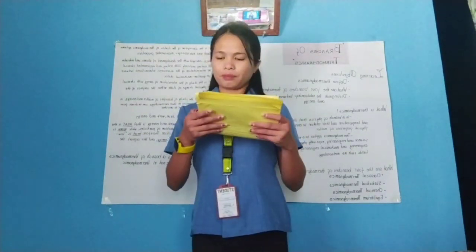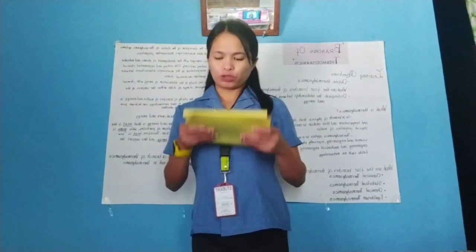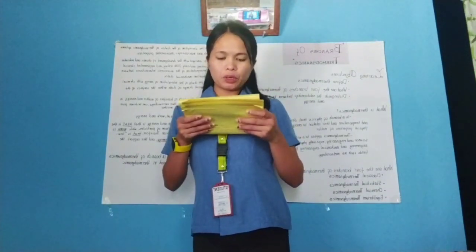Before we end our discussion, I prepared 5 trivia questions about thermodynamics. Are you ready, class, to listen? Okay, very good. First trivia: at a standard temperature and pressure, what is the heat of formation of water vapor? The answer is negative 241.82 kJ.